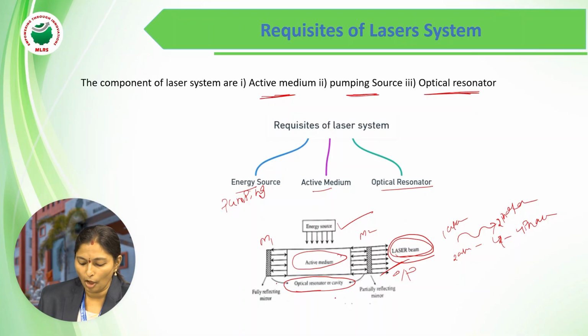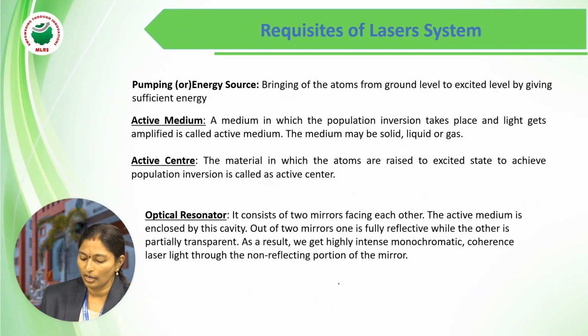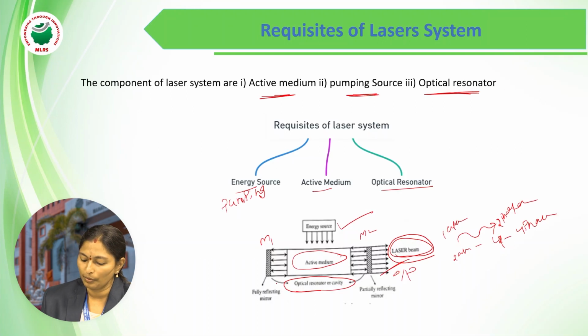What is the purpose of the optical resonator? It means the intensity of the light signal is going to be strengthened. The intensity is going to be increased. So if the intensity is increased, we are getting laser light, highly coherent, and at the output we are getting the highly intense monochromatic coherent laser light through a non-reflecting portion of the mirror. See, I said one is a fully reflecting mirror and another one is partially reflecting. From this partially reflecting mirror only we are going to get the output of the laser.